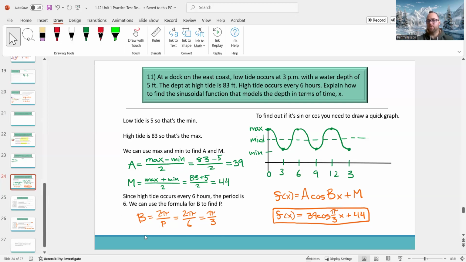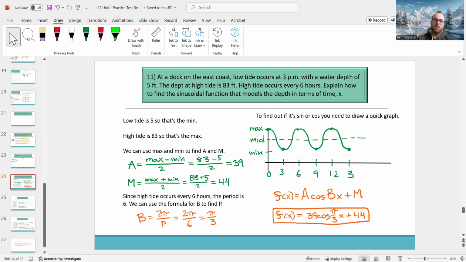You will be asked to do some of this on your Part 2 test. Maybe not exactly like this question, but the idea of explaining and showing work. Okay, so we use our B formula because that's what we need in our function right here. We found P is 6, plug it in. There's our B value. There it is, plugged in. So we have A, we have B, we have M.